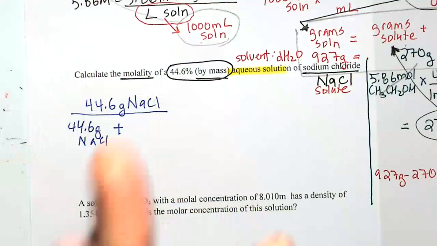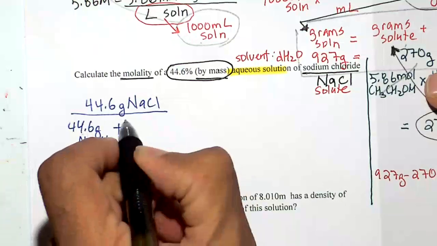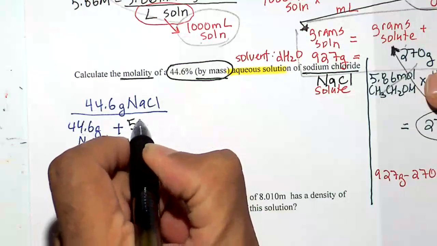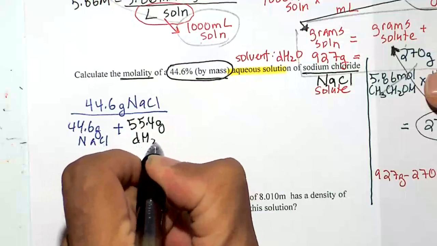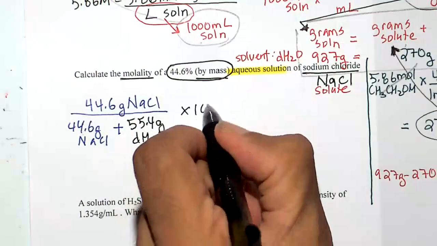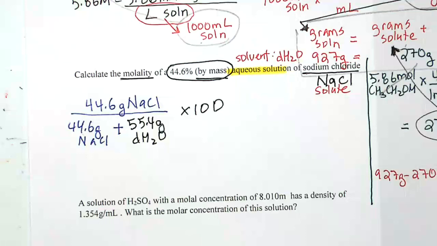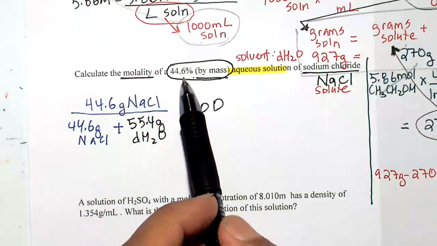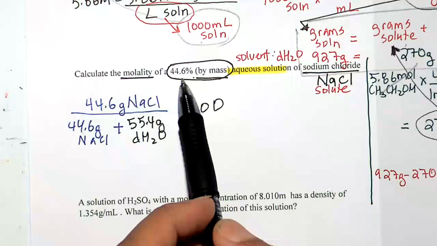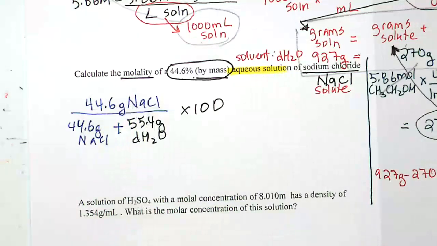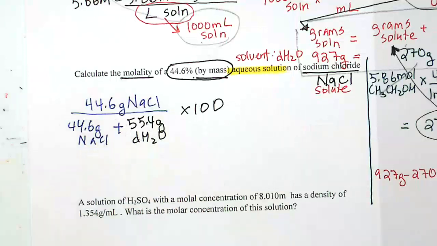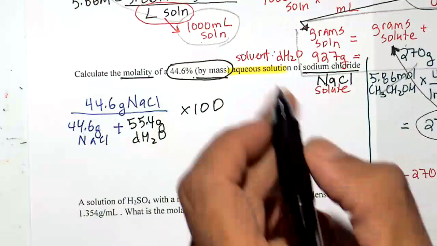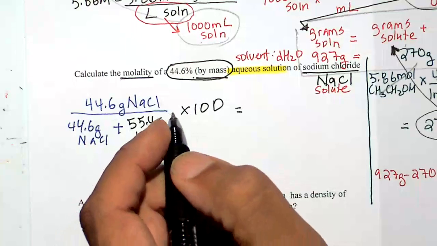What would be the other part, water, if it's 100%? We'll subtract from 100. And what do you guys get? 55.4 grams. So this is what this means: 44.6% by mass NaCl is 44.6 grams of NaCl divided by 100, but that 100 is 44.6 grams of NaCl and 55.4 grams of water. That's what this means.